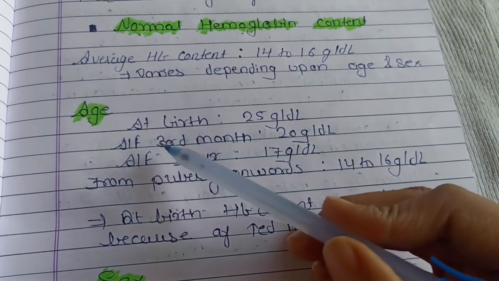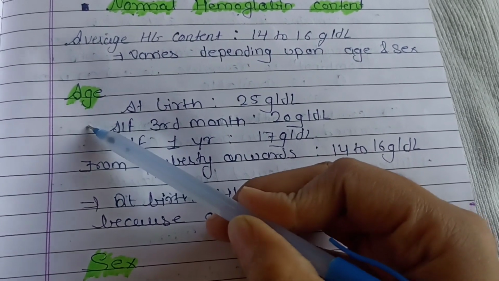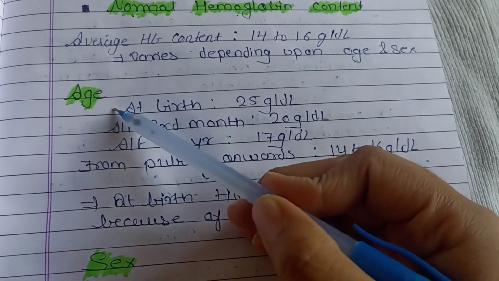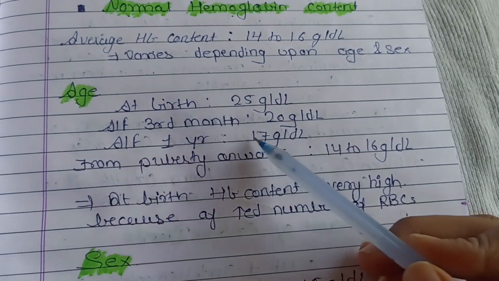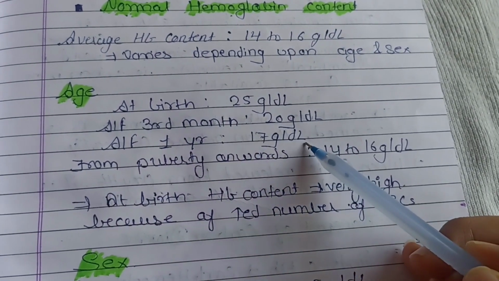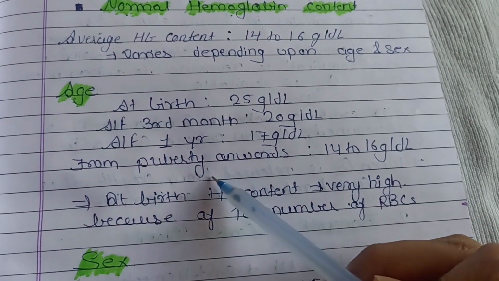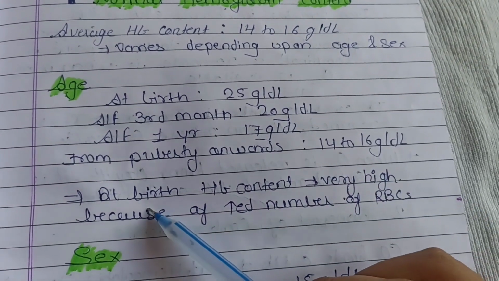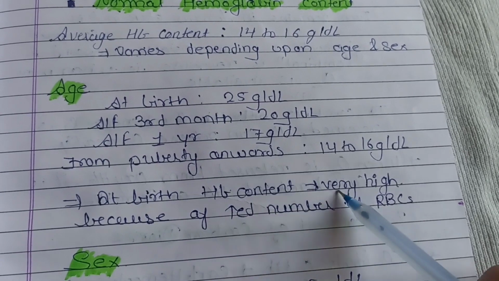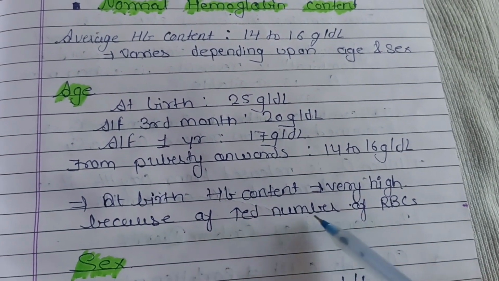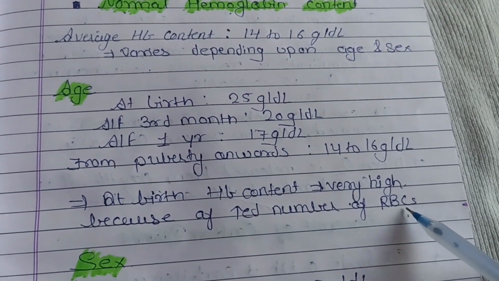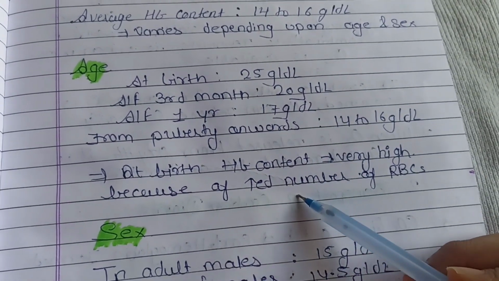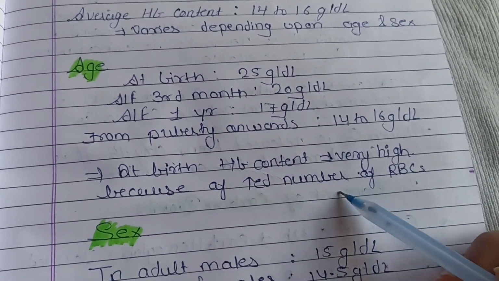So the hemoglobin count decreases. Why? Because of a decrease in RBC count. After 1 year, 17 gram per deciliter. From puberty onwards, 14 to 16 gram per deciliter. At birth, hemoglobin content is very high because of the increased number of red blood cells. Then due to physiological jaundice, the red blood cell count decreases.